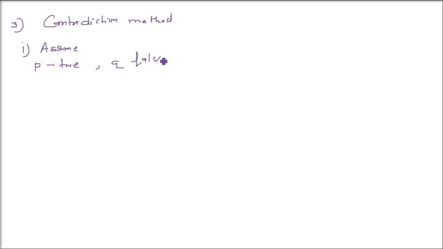Now coming to the third method. The third method is the same example I am taking. Same, P is X and Y are odd integers, Q is X, Y is an odd integer. The third is the contradiction method. Here what do we do? Step 1 is, we assume P is true and we assume Q is false. P is true and Q is false. We assume that, and we will contradict it.